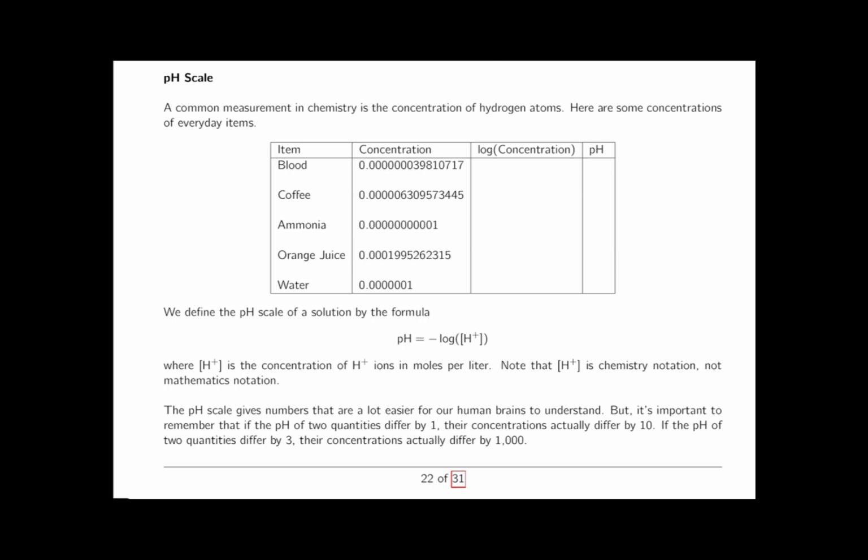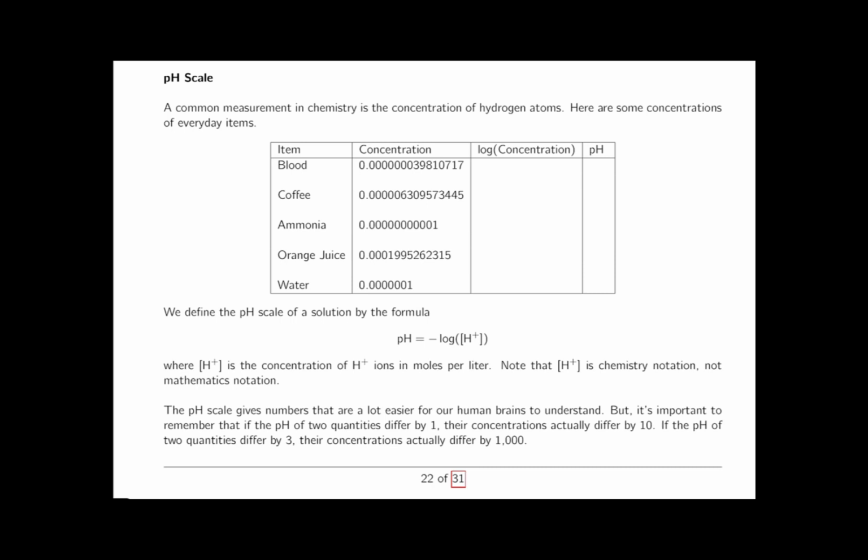And it is a little bit difficult to compare these. If I'm looking at orange juice to coffee, it's hard to tell how much more hydrogen is in orange juice than in coffee because there's just so many decimals going on, and my brain is not very good at thinking about numbers that are so incredibly small. What we could do instead is think about the log of these numbers.